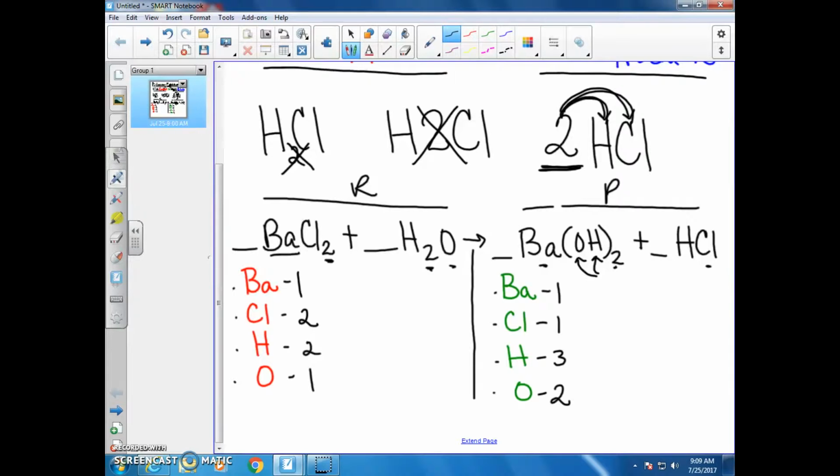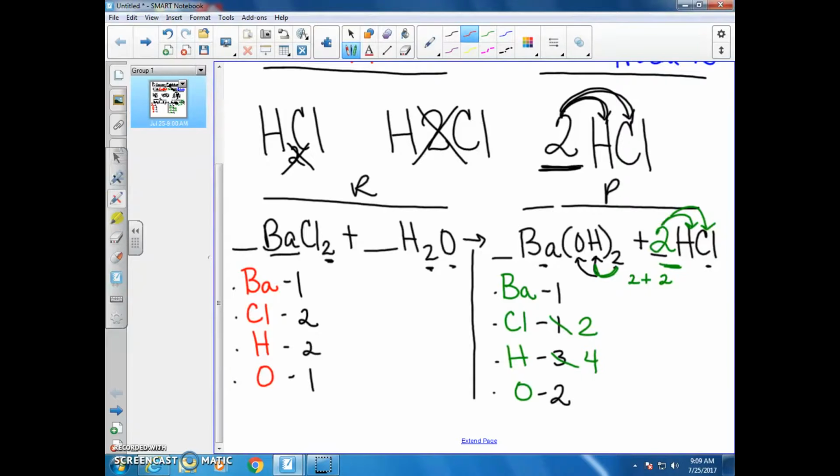Let's start with the chlorine. I have 2 chlorine on the reactant side. I want 2 chlorine on the product side. So let's put a 2 in front of this. That means my 2 is going to multiply to my H and to my Cl. So I just changed my Cl to 2. And now remember, you had 2 H's here, and you now have 2 H's here. So that 2 and 2 is going to give me a total of 4 H's on the product side. On the reactant side, my Ba's are still good. My chlorines are now fixed. My oxygen and my hydrogen are off.